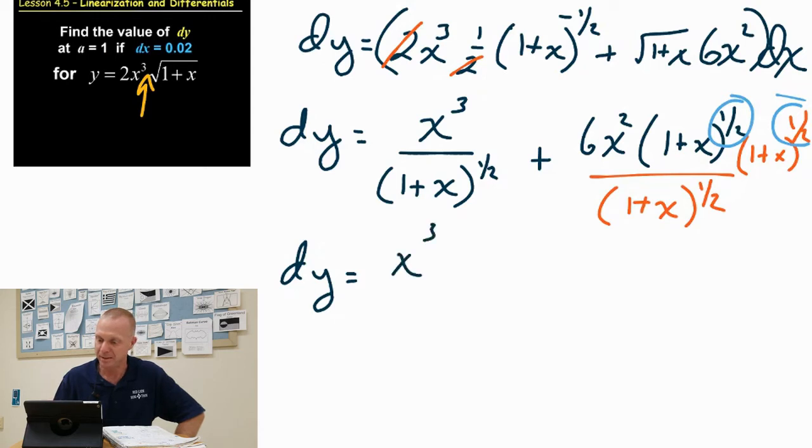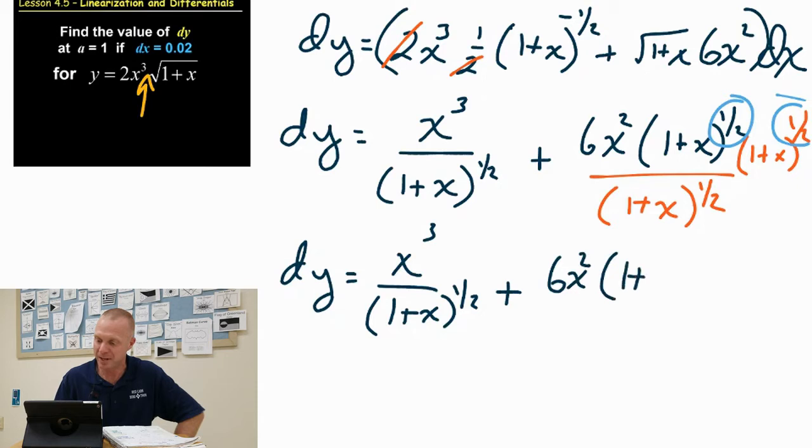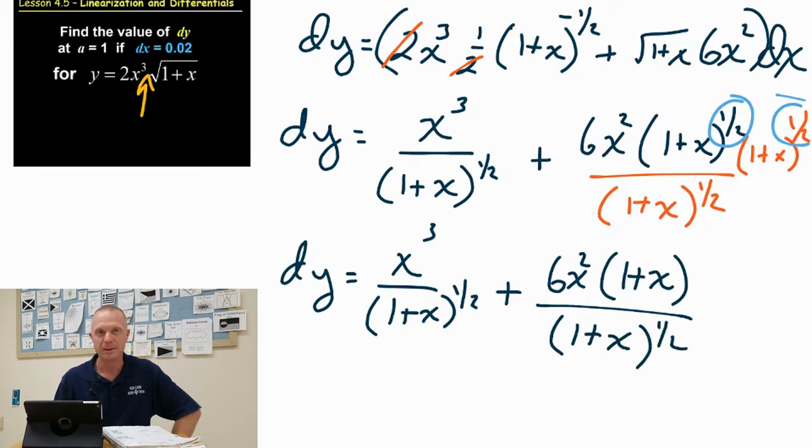Let's break this down a little bit. Let's make sure that we see these steps. Over here, I end up with 6x squared times 1 plus x to the first power. We don't really need to write that first power. But notice now that I do have a common denominator of 1 plus x to the 1/2. And I'm really just a step away from simplifying this to be one fraction.